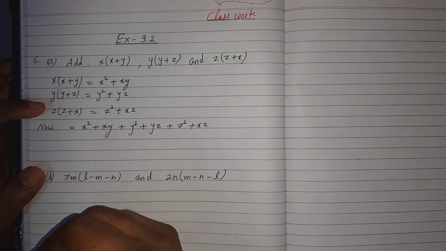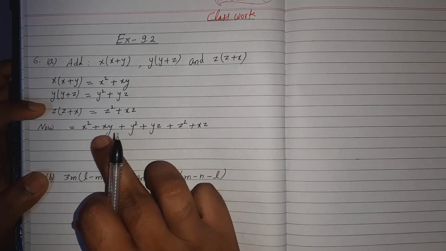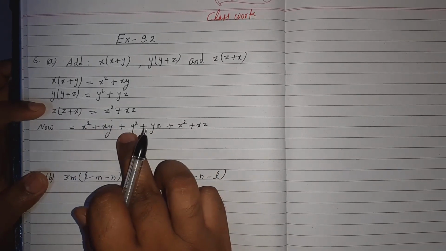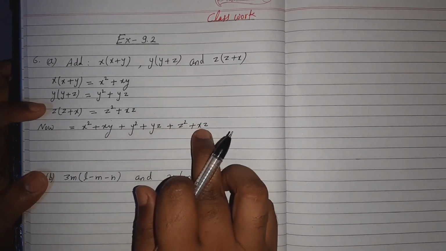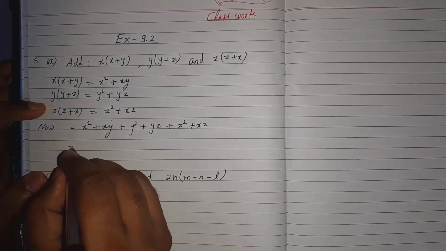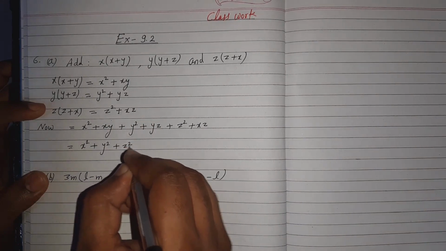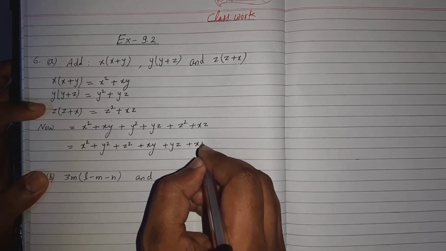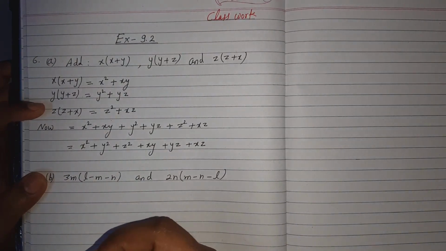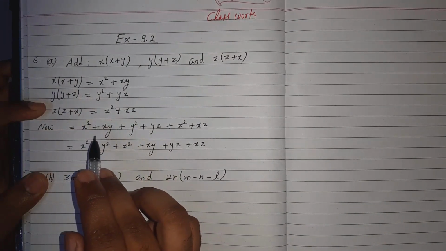Now we can write this polynomial in standard form by writing the square terms first. So x square, y square and z square are the square terms, and thereafter we will write the rest of the terms. So we can write: x square plus y square plus z square plus xy plus yz plus zx, yes, xz. So I think question number 6, the first part, is clear to all of you.